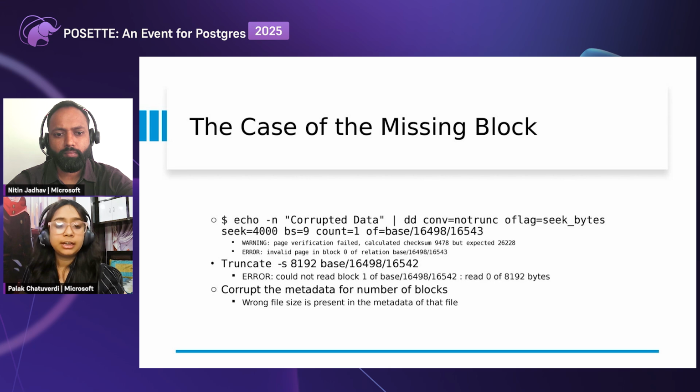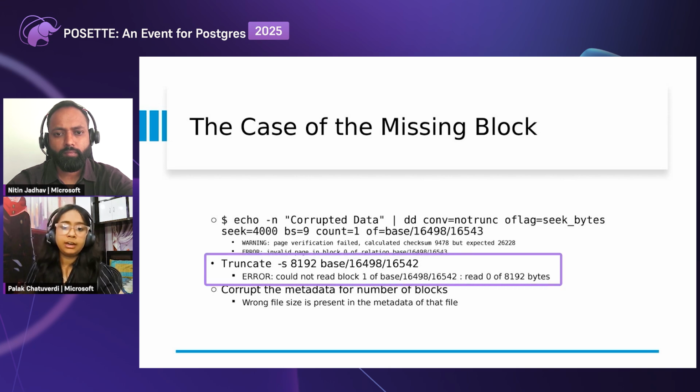The second method is truncating a file, where you have a file and you remove some part of it.